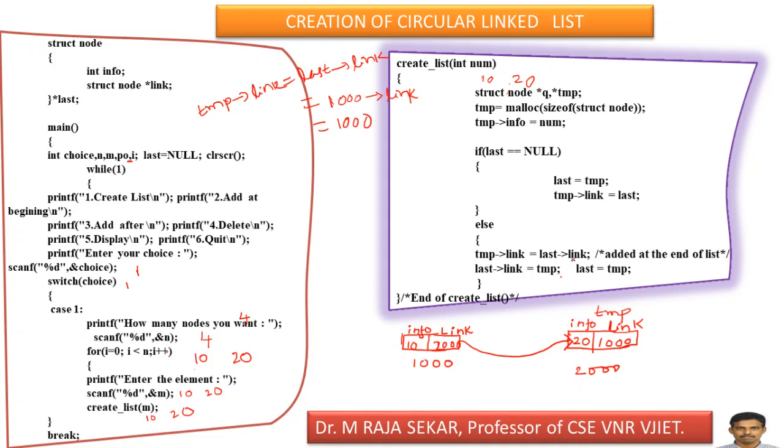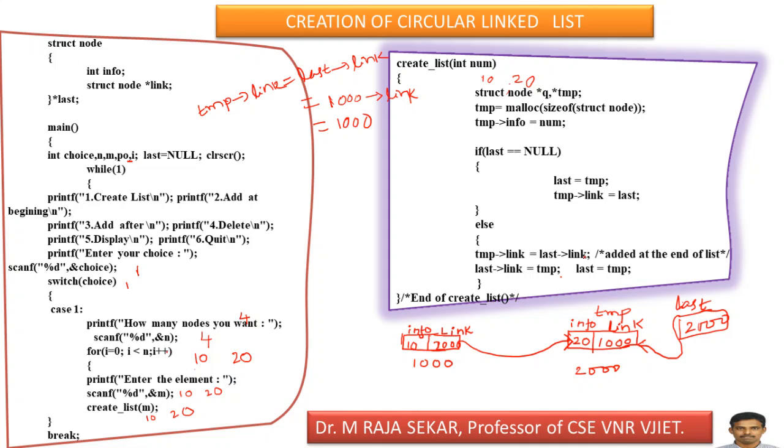tmp->link = last->link. This one: tmp->link equal to last means earlier previous value, last->link means 1000 link, that was 2000, and last->link = tmp. This one we already kept. Last = tmp. What is last? Last is a pointer variable. Let me write here: last = tmp. tmp here is 2000. Where will it point? It will point to this particular node. Last is a pointer variable which always holds the address of the last created node, isn't it?